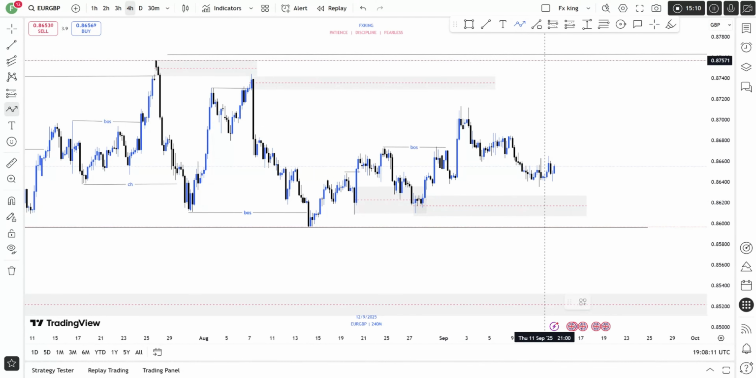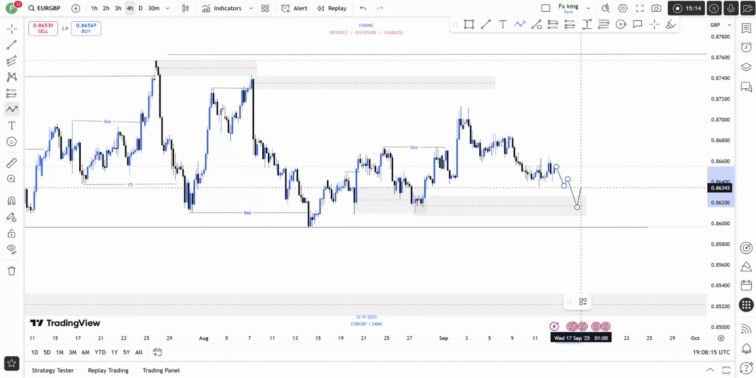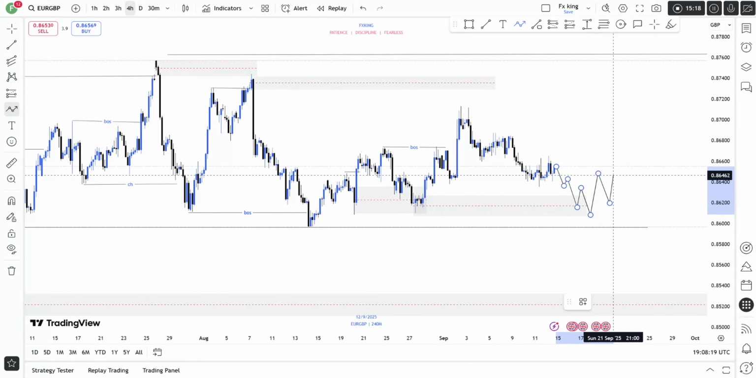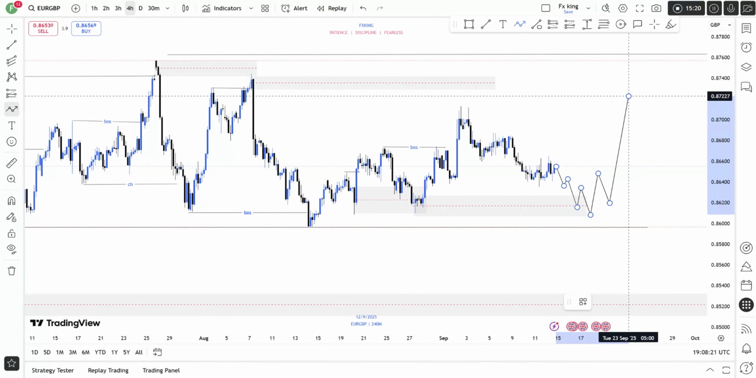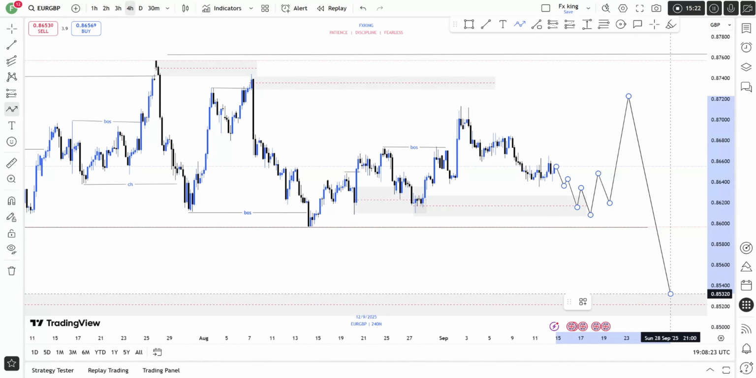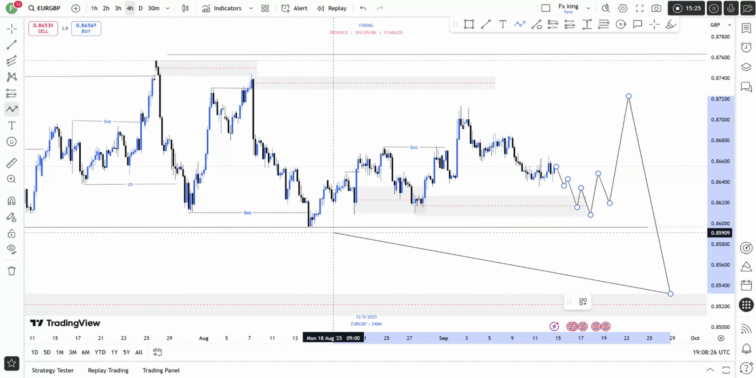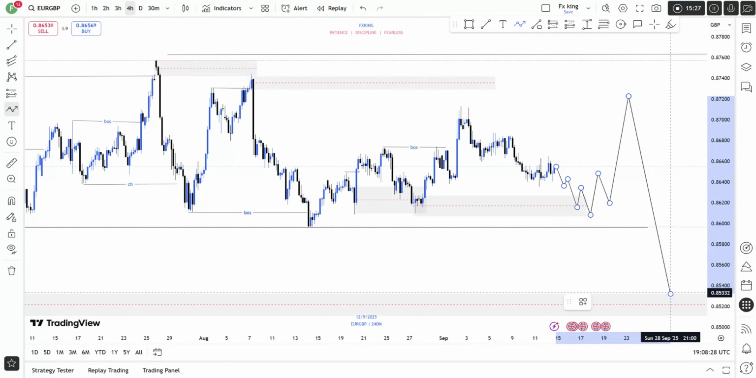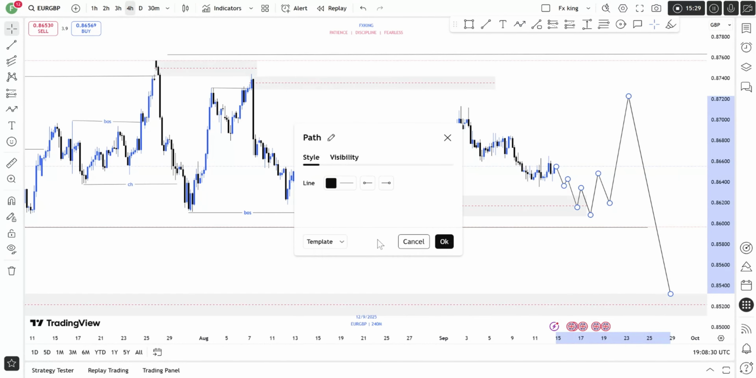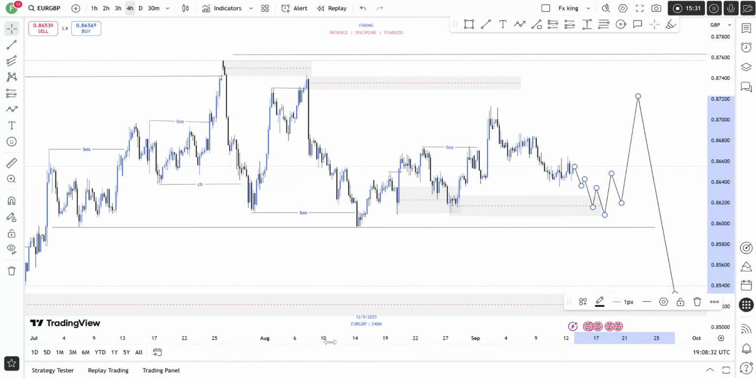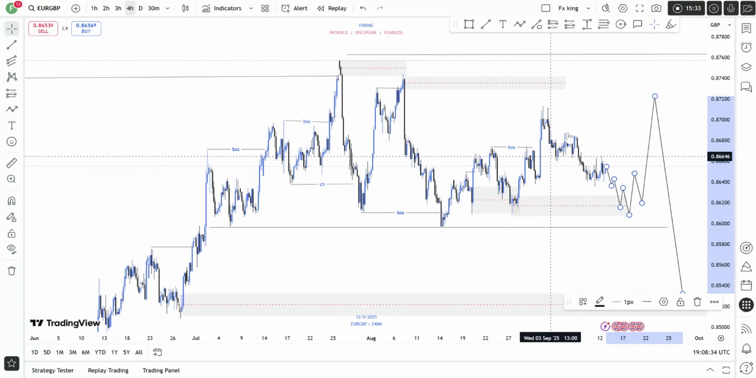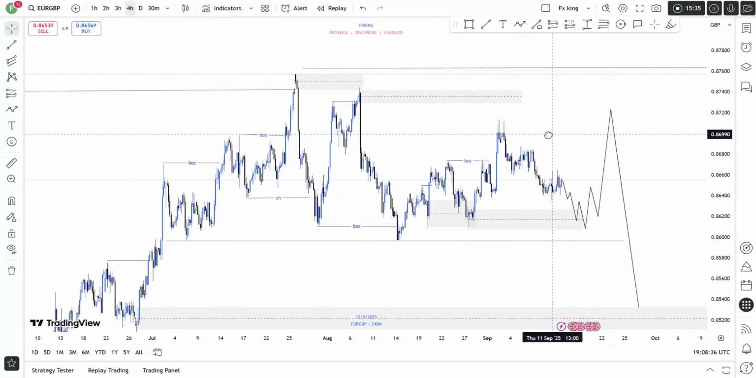So we likely want this market to push down a little more, tap into this zone and give us a fractal confirmation for us to buy. Then we can target that zone, where we will look for another fractal confirmation to sell, and finally take off this liquidity that is resting down here. We finally clear off this liquidity that is resting down here.